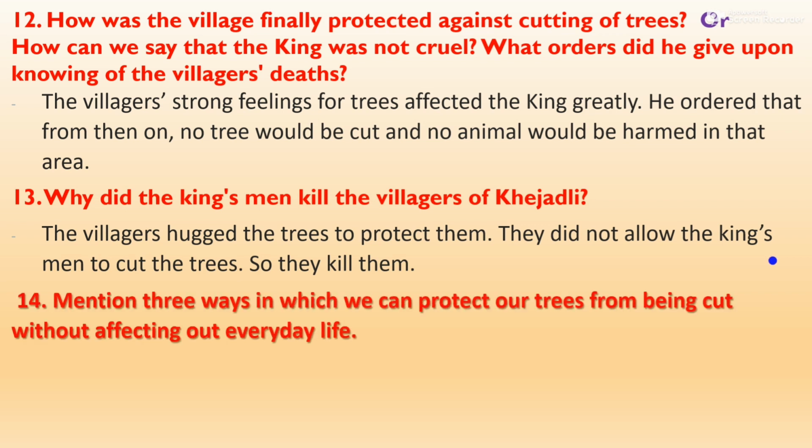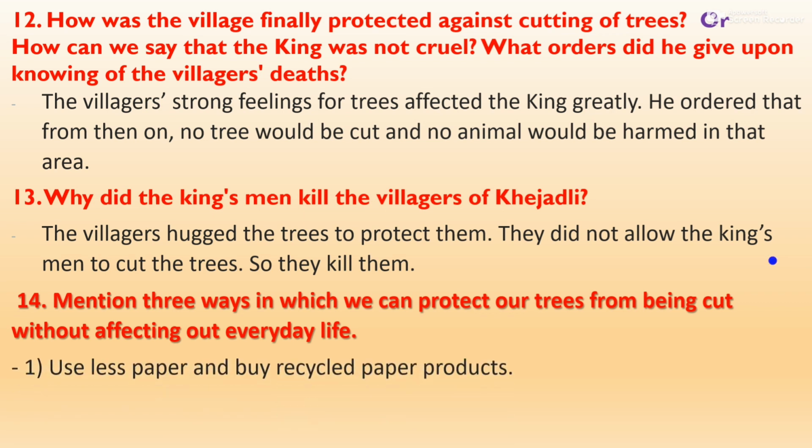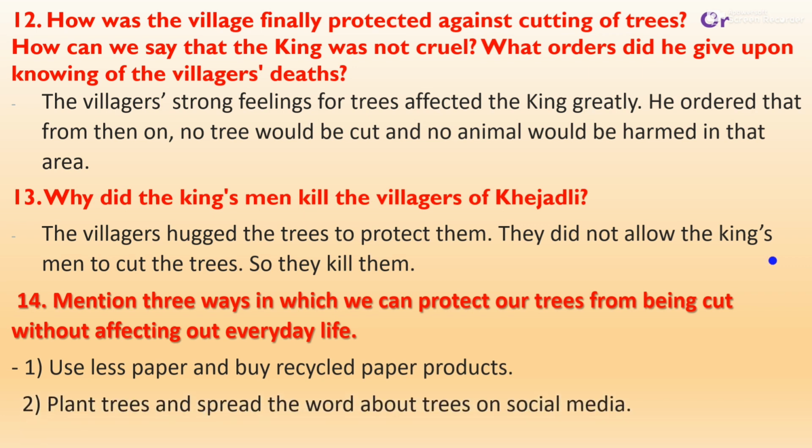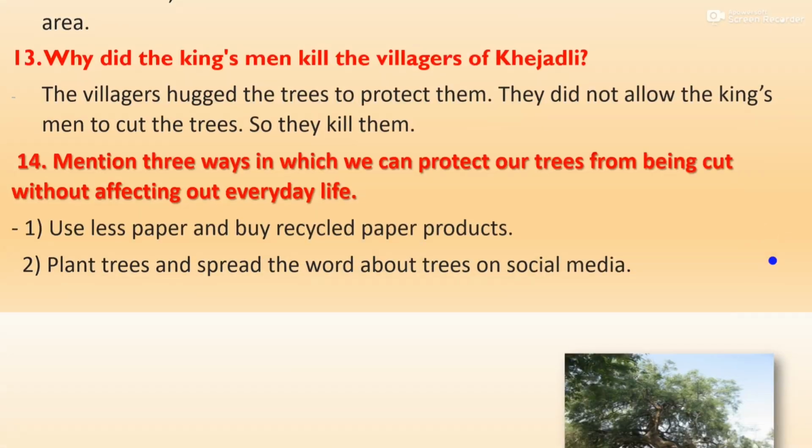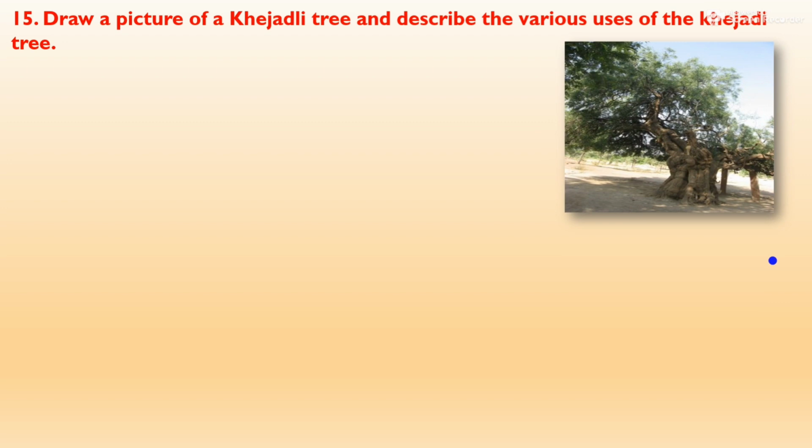Mention three ways in which we can protect our trees from being cut without affecting our everyday life. First one, use less paper and buy recycled paper products. Plant trees and spread awareness about trees on social media, because nowadays social media is available to everybody in every corner of the earth. So we can create awareness on social media about tree plantation and reforestation, to boycott deforestation and enhance and grow reforestation.